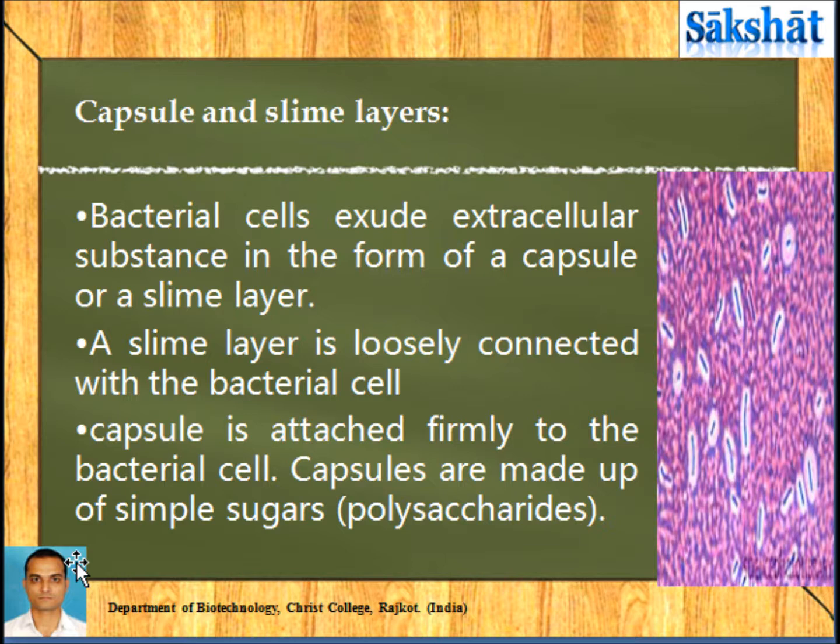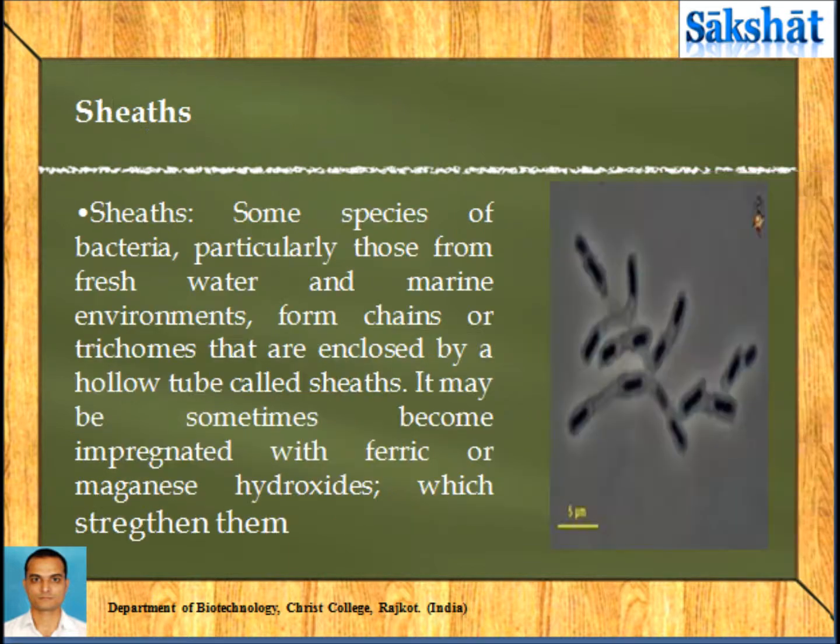Capsules are made up of simple sugars, that is polysaccharides. Most capsules are hydrophilic and may help the bacterium to evade dehydration by preventing water loss. Capsule can protect bacteria from phagocytosis. It may be due to the more slippery nature of the capsule, which helps the bacterium to avoid engulfment by WBC.